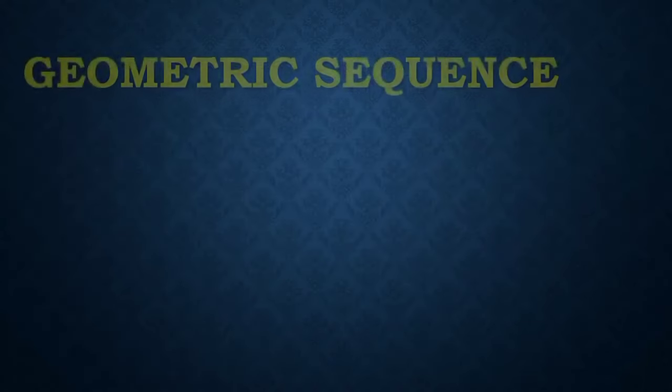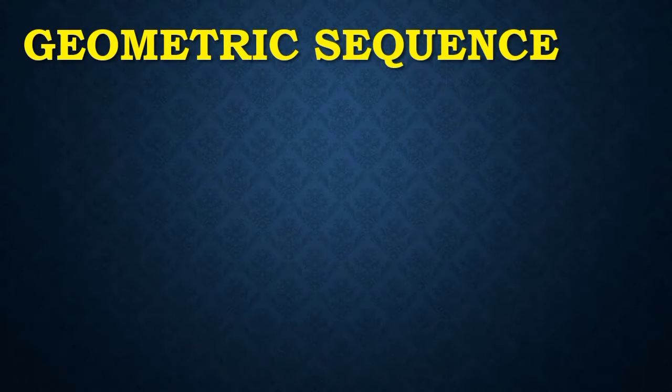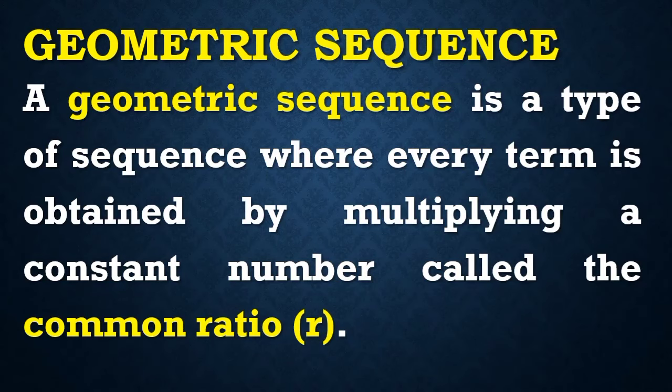So, let us now define geometric sequence. So, a geometric sequence is a type of sequence where every term is obtained by multiplying a constant number called the common ratio. So, paano natin i-differentiate ang geometric sequence sa arithmetic sequence?